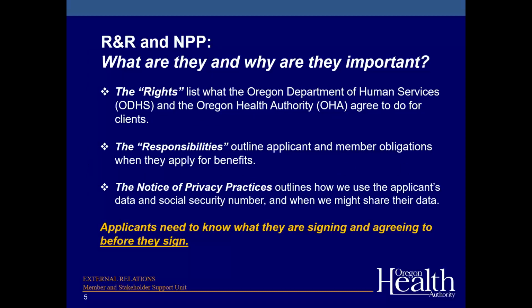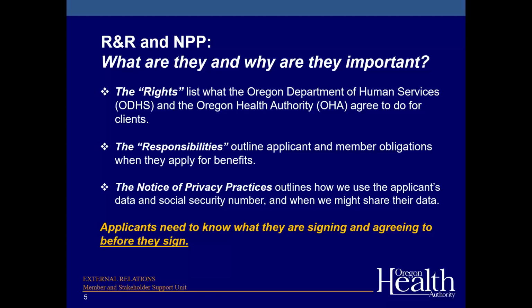So a little bit about what they are. The rights and responsibilities and notice of privacy practices. The rights part of that lists what the Oregon Department of Human Services and Oregon Health Authority agree to do for clients, right? The client's rights, the things they have a right to. There's also responsibilities, which outline the applicant and member obligations. They have some obligations and some things they are agreeing to when they apply for benefits. And then the second document is the Notice of Privacy Practices. It outlines how we use the applicant's data and their social security number and when we might share their data. That's really important for people to have access to and for them to be notified about. And we'll take a look at all of these documents.